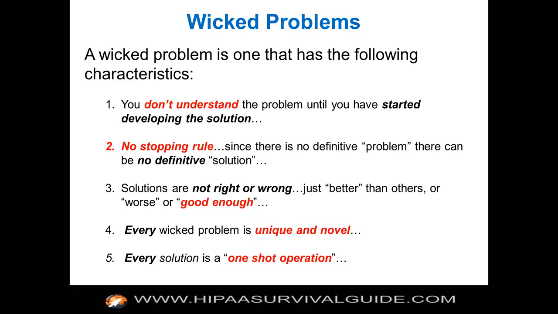Solutions are not right or wrong. They're going to be different for every organization. They're just better or worse or good enough, right? And that's what you're going to be dealing with when you're dealing with the risk assessment. It's going to be good enough is what you're trying to get at. And what that means is going to be different for every organization. Every wicked problem, every risk assessment, every risk management program is going to be unique and novel. And it's a one-shot operation for this iteration, for this instance.